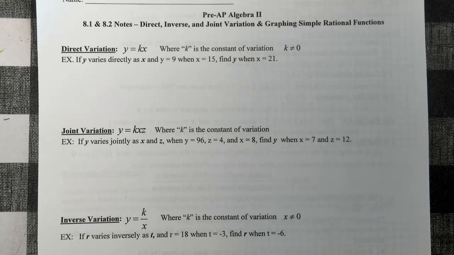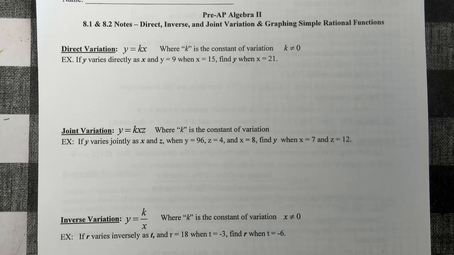Okay, so 8.1 is going to cover 3 different variations that we'll look at. Direct variation is an algebra 1 skill, and then we'll do joint variation and inverse variation. Then we will move to 8.2, which is graphing your rational function.